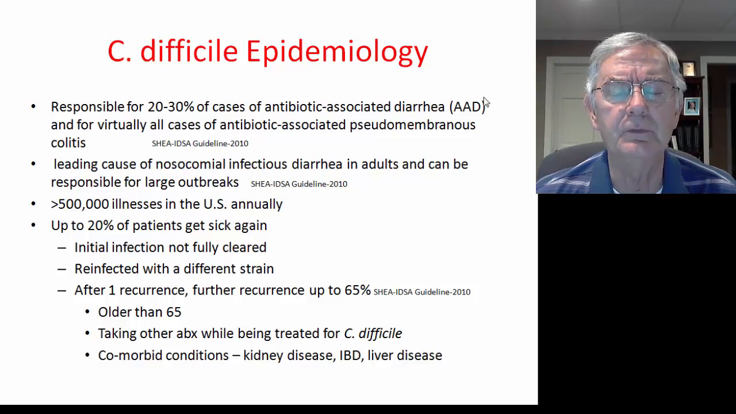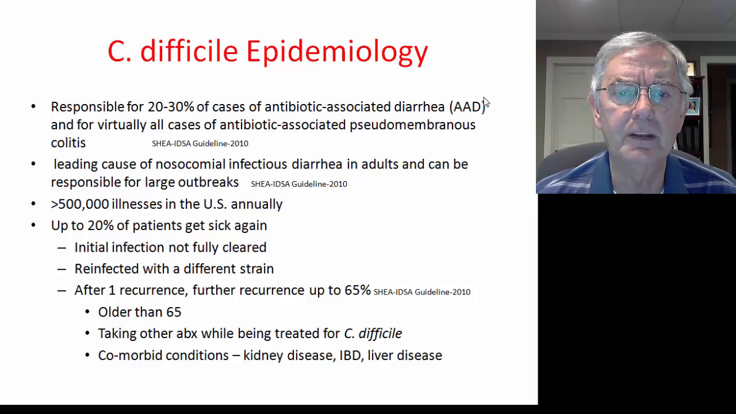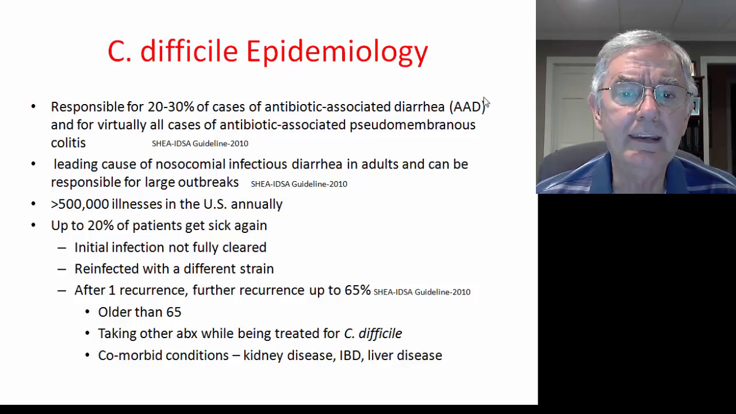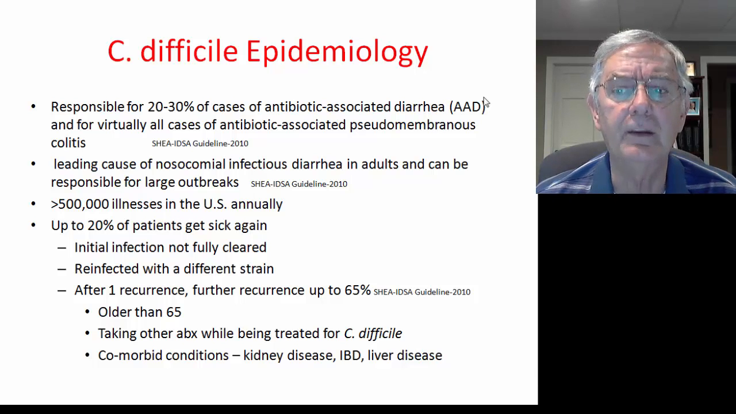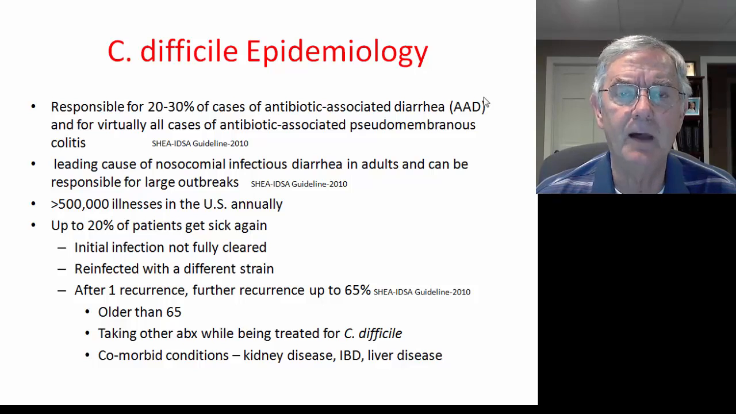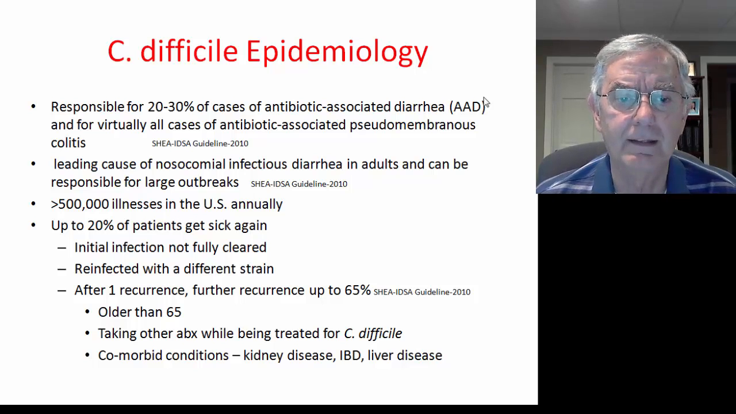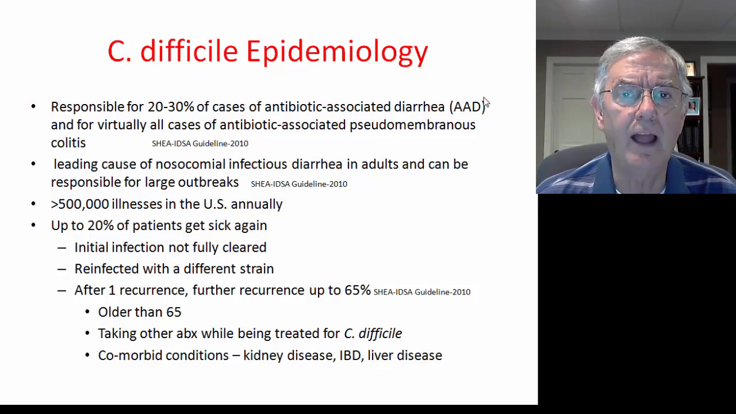Clostridium difficile is responsible for 20 to 30% of the cases of antibiotic-associated diarrhea, and for virtually all cases of antibiotic-associated pseudomembranous colitis. It is, as we know, the leading cause of nosocomial infectious diarrhea in adults and can be responsible for large outbreaks. In fact, we see over 500,000 cases in the United States annually, and that's just the ones that are reported.